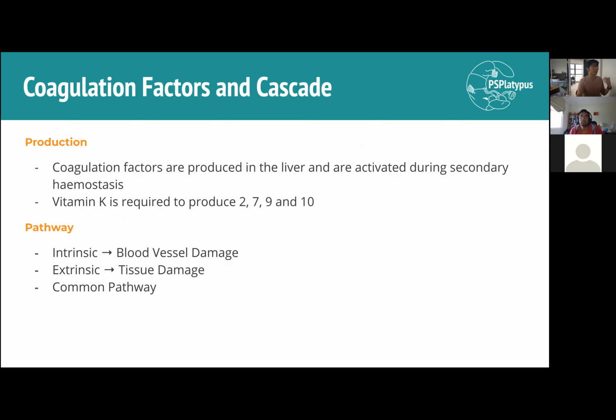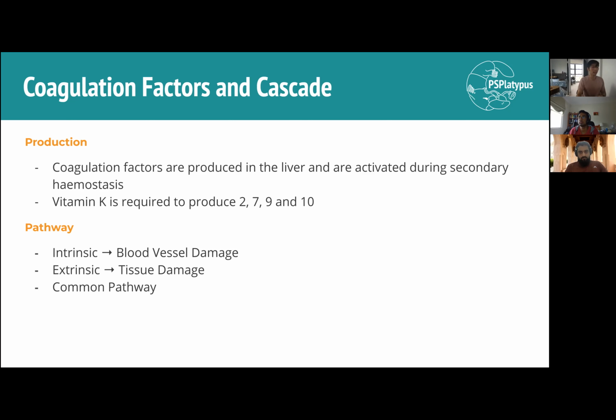Basically, in this cascade, we have coagulation factors, and they're named as coagulation factor 2, 7, 9, 10, 13, and so on and so forth. You don't actually have to know the exact names because it's just too much information. You just need to know that they exist and they are produced by the liver and activated during secondary hemostasis. Some of these factors require vitamin K, so if you have a deficiency in that, you might see patients that have problems with clotting. Also, if the patient has liver damage and is unable to produce clotting factors in general, they will also have problems clotting.